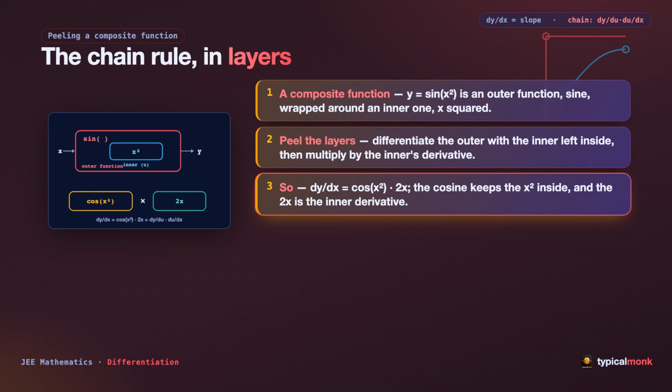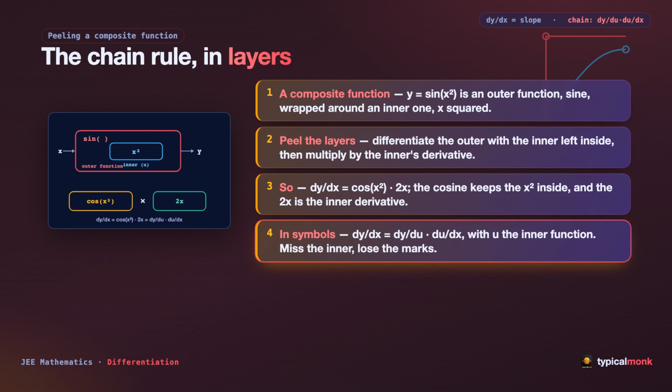So dy by dx equals cosine of x squared times 2x. The cosine keeps the x squared inside it, and the 2x is the inner derivative. And in symbols, dy by dx equals dy by du times du by dx with u the inner function. Miss the inner and you lose the marks.